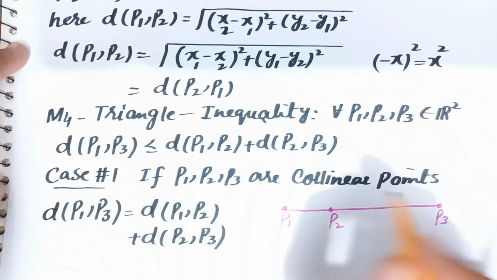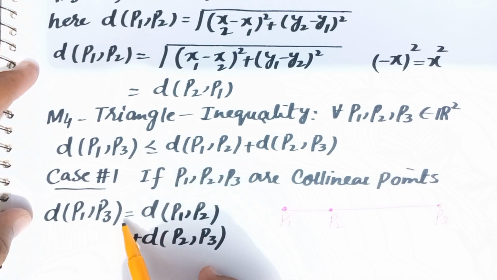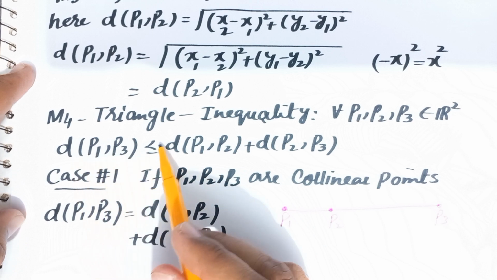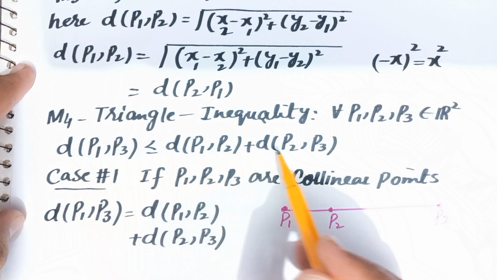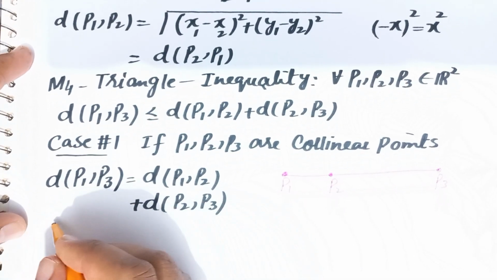In the triangle inequality, we need to show the sign less than or equal. Here the equal sign is proved. Next we will show that the distance of P1 to P3 is less than the distance of P1 P2 plus the distance of P2 P3. So case number 2.